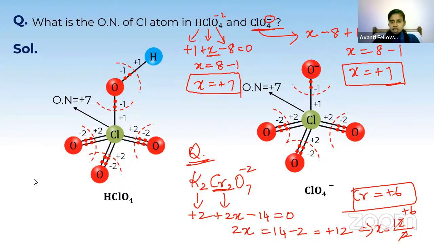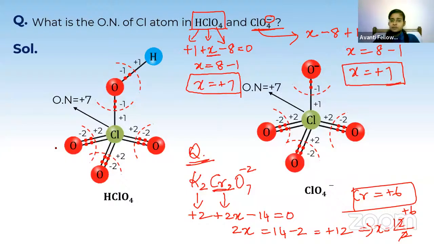This -2, which I have written here, is not the charge of the compound. This is the charge of the oxygen I have written. It is a neutral compound only. Each oxygen will carry -2 charge. 4 into -2 is -8. And from that, I have calculated the x. Sandhya, is it clear now? Do you still have any doubt from this?